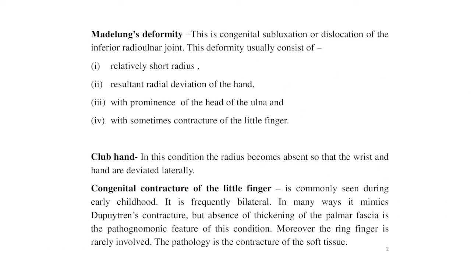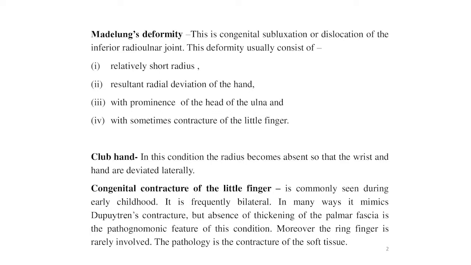This is a congenital subluxation or dislocation of the inferior radioulnar joint. This deformity usually consists of a relatively short radius, resultant radial deviation of the hand with prominence of the head of the ulna, with sometimes contracture of the little finger. Club hand: in this condition, the radius becomes absent so that the wrist and hand are deviated laterally.